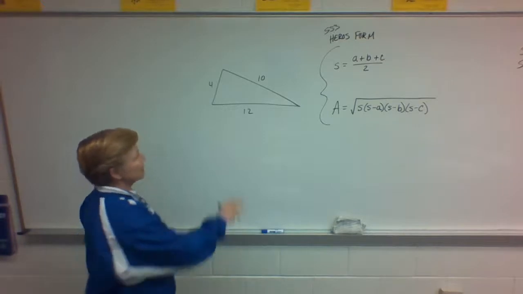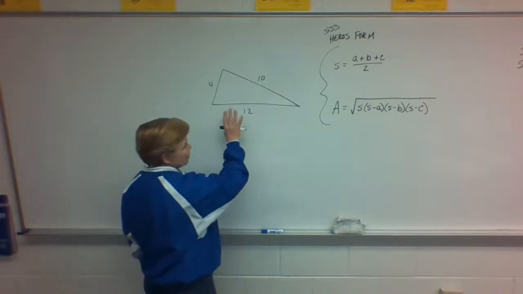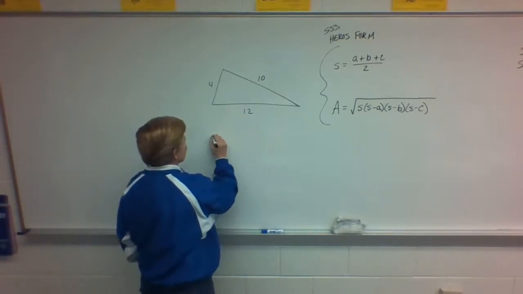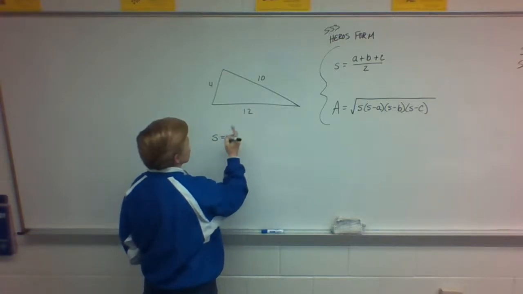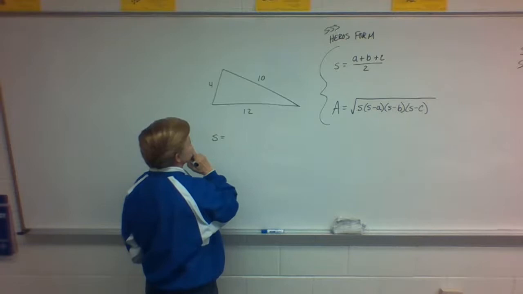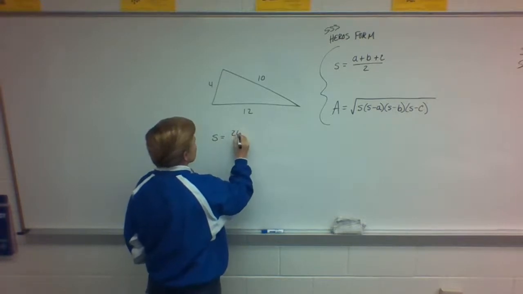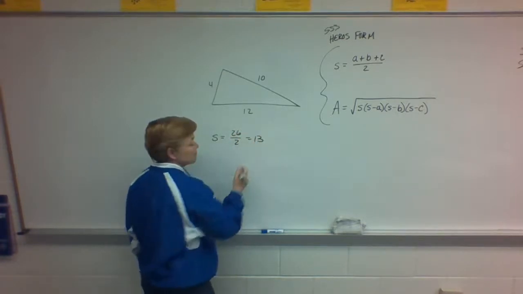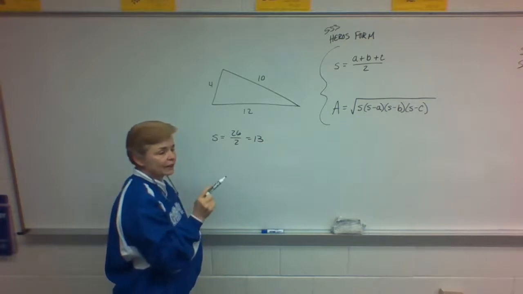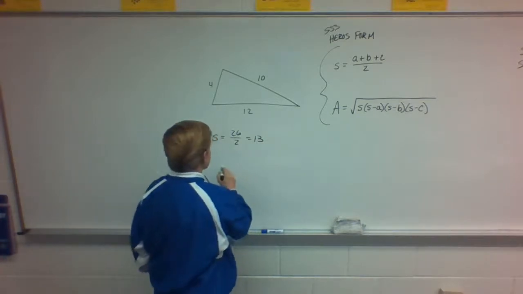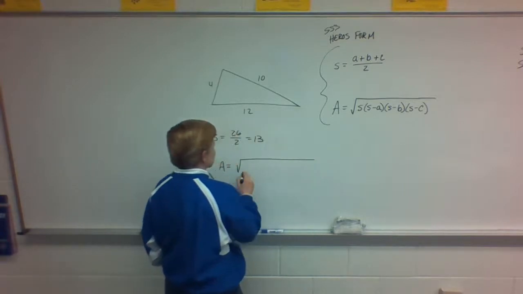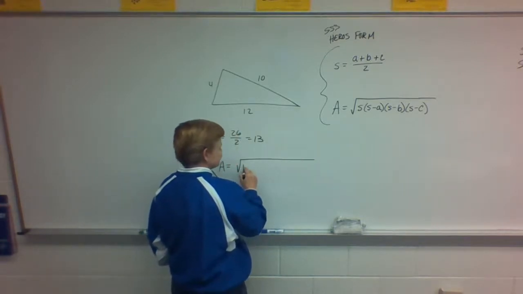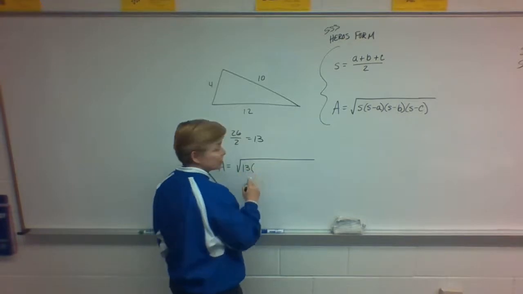So, to find the area of this particular triangle, S would be what? It's 4 plus 10 plus 12. And what is that? 26. 26 over 2 is 13. You're right. Okay, that's our S value. So that means the area will be the square root of, and if the numbers are small, you can do the arithmetic in your head. Can you do any order? Yeah, because multiplication is commutative.